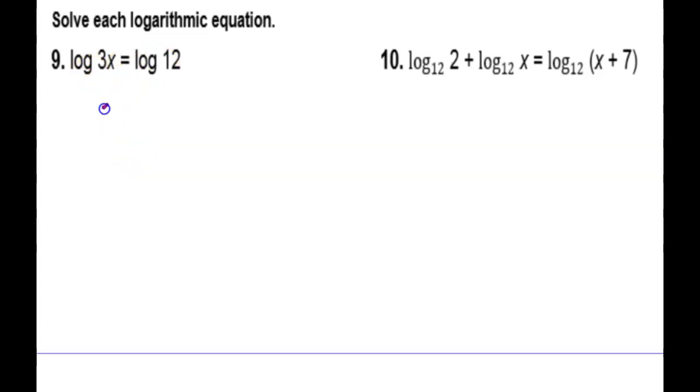Yeah, they're equal, so we just have 3x equals 12, x equals 4. Whew, it was a fun moment.